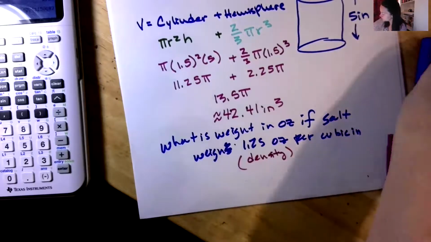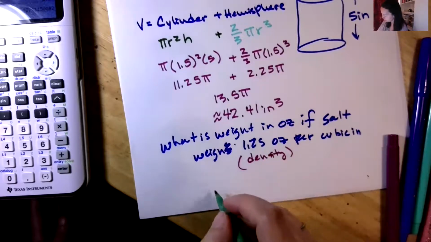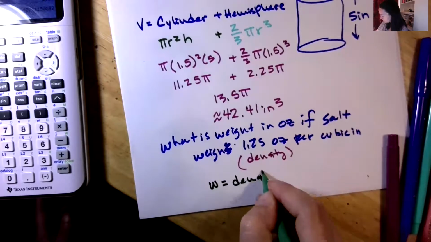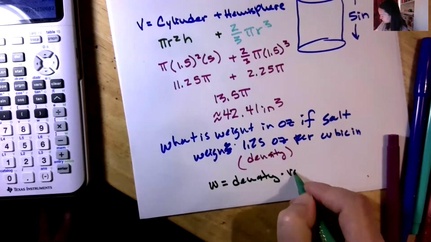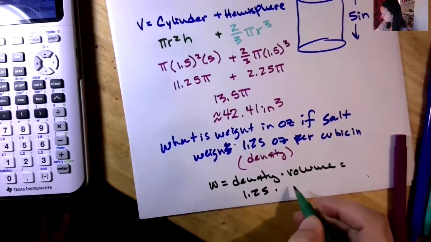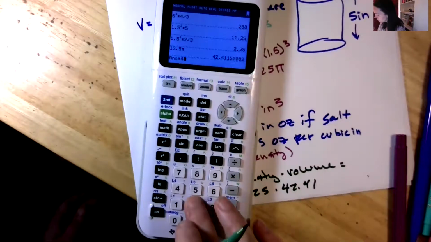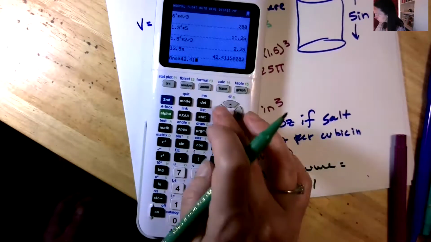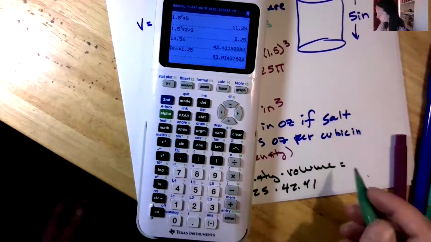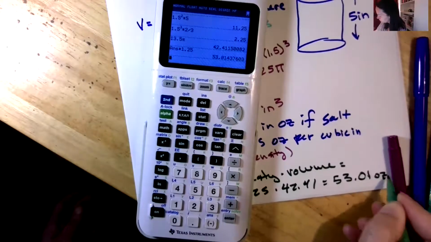Okay, so to do this one, I take my cubic inches and I multiply it times my density. So weight is equal to density times volume. So it will be 1.25 times 42.41 equals 53.01 ounces.